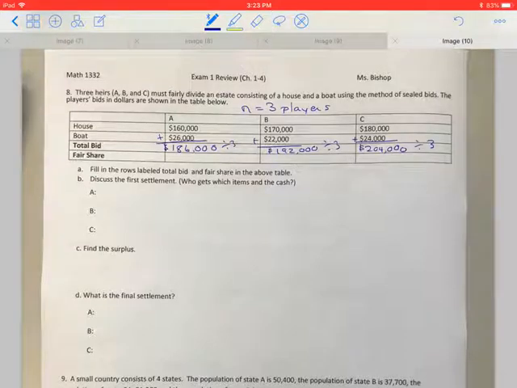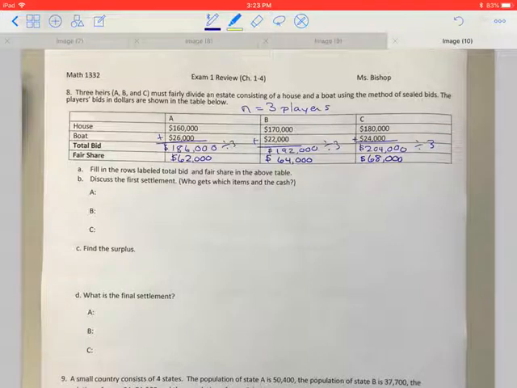That's going to give me 62,000, 64,000, and 68,000. It's really important that you get these right or it does mess up the rest of your problem. Now we're going to go back and see who got which item.